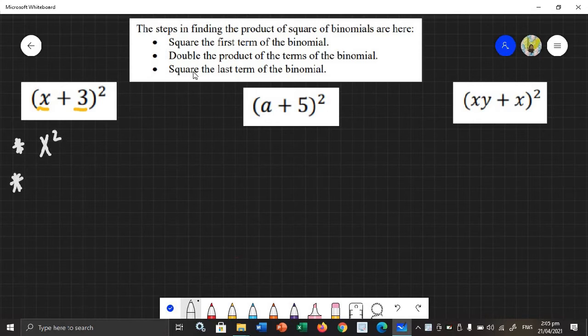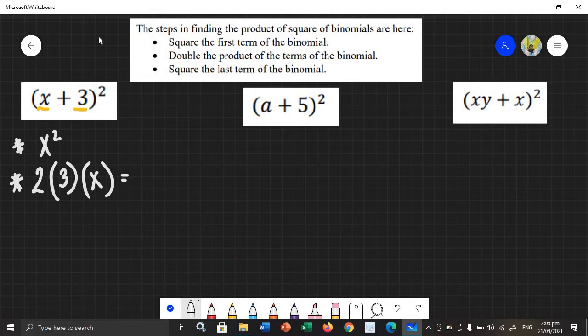And then sa second step naman, sabi, double the product of the terms of the binomial. And we need to copy the sign of the square of binomial na given mismo. So positive siya, therefore, just leave it as it is, no? Kasi kapag walang sign, automatically positive yun. We need to double the product of the terms. So we need to multiply x and 3, and then we need to multiply it again by 2 kasi we need to double their product. So 2 times 3 times x, and we will get 6x, positive 6x.